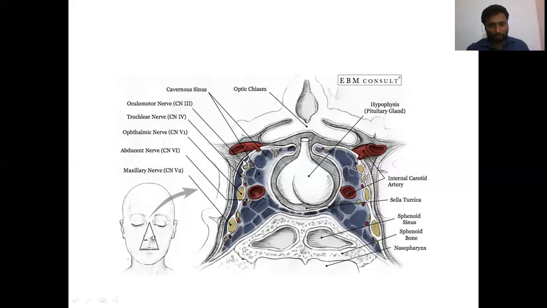See, oculomotor, trochlear, maxillary. Sorry, this one is a trochlear. So oculomotor, trochlear, and ophthalmic and maxillary. So those are the four nerves seen on the lateral wall.